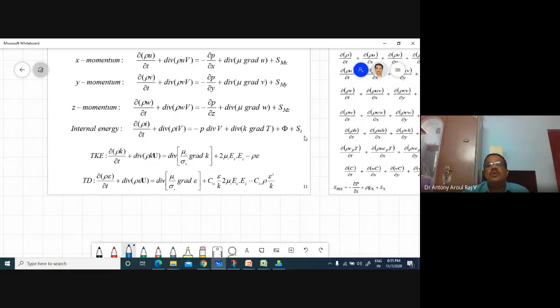No problem. Then source. This equation we have seen yesterday. Okay, so I explained this equation yesterday. And please don't think that this will be there only for continuity, momentum, energy. In the same form, we will also have a turbulent kinetic energy equation, and even a dissipation rate equation.